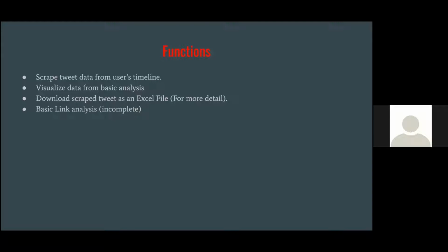There are four main functions. The first is scraping tweet data from a user timeline. The second is visualizing data from basic analysis. The third is downloading the scraped tweets as an Excel file. The last one is basic link analysis.